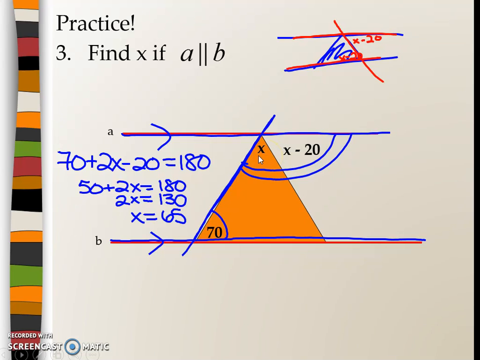65. So this one is 65, this one is 65. Another way of doing it is, since this is 70, this angle will be 180 minus 70, which is 110. So this angle will be 110. So you can actually do x plus x minus 20 equals 110 and solve for x, and you still get 65.